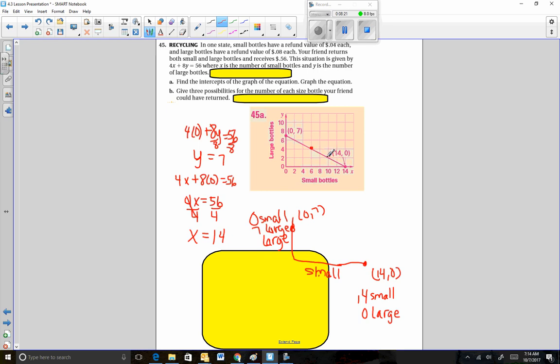We have another combination right here we could have used. 10 small bottles, 2 large. And does it cut off right here perfectly? It looks like it does. So 2 small bottles and 6 large bottles. So there's quite a few combinations that we could actually use.